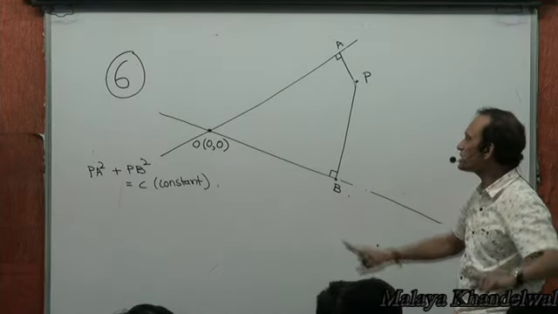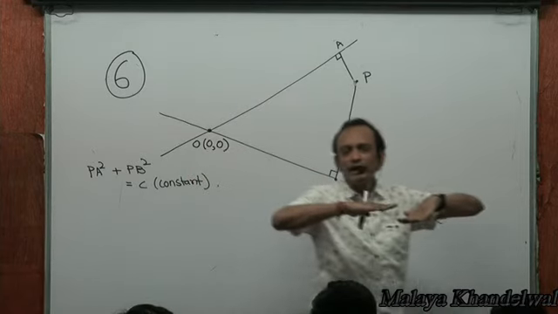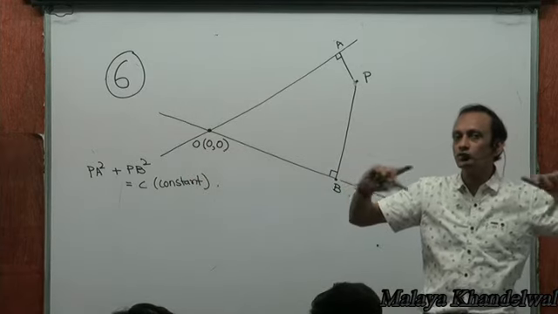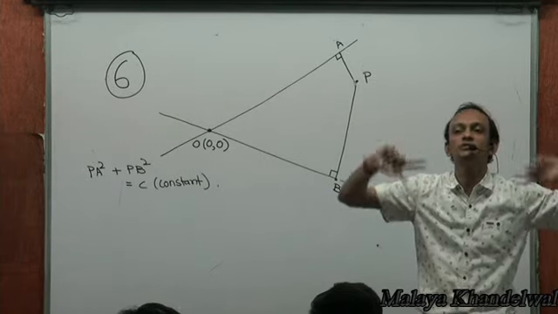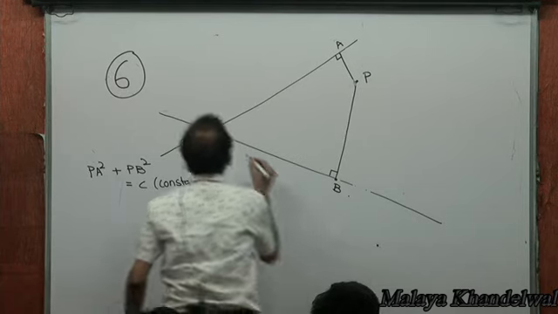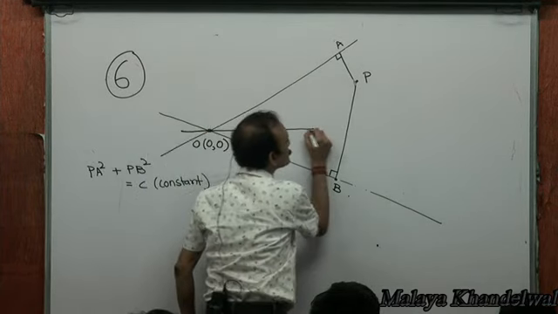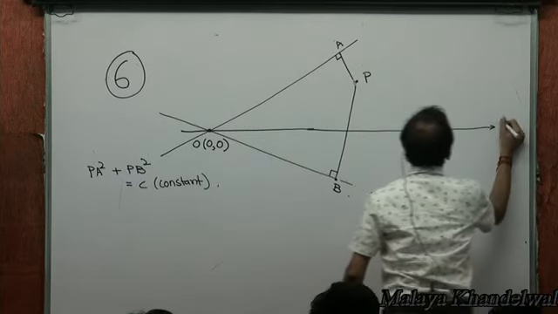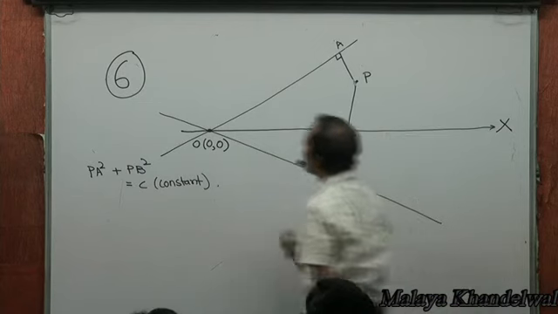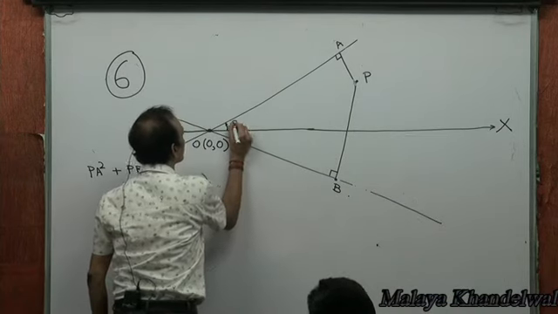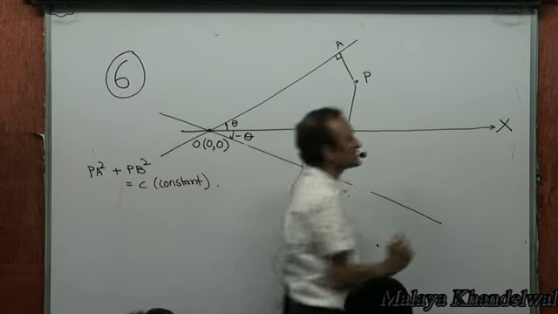But my contention here is, I want my x-axis to be such that it does not distinguish too much between the two lines. What I do is, my x-axis I can choose as the angle bisector between the two lines. The angle bisector between the two lines, I choose as my x-axis.